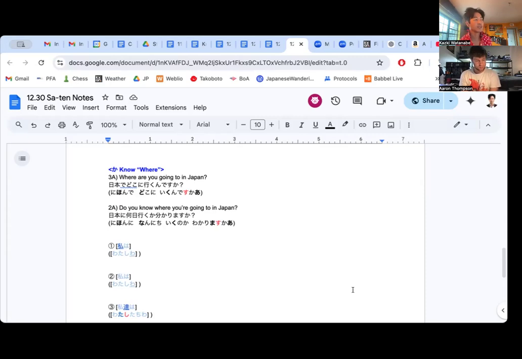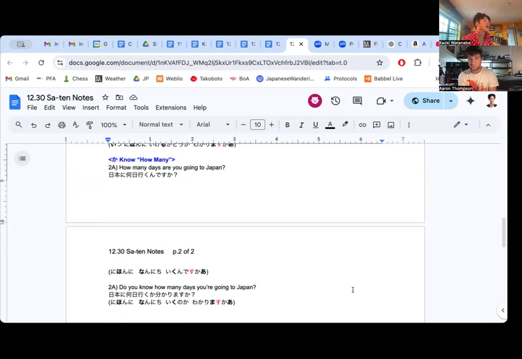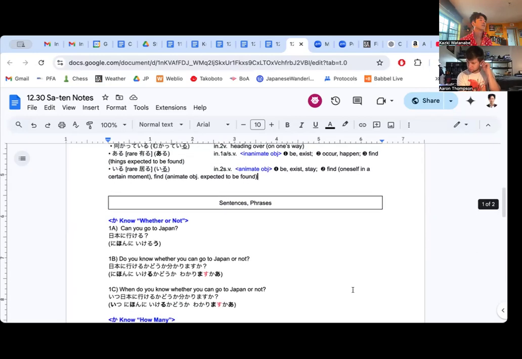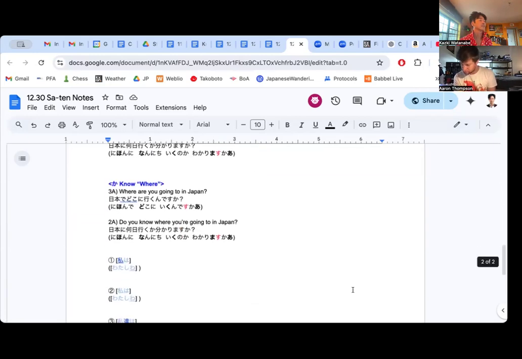So what about this situation? When you say, how many days are you going to Japan? Do you have any kind of information about this person going to Japan already, or you have no clue? You do have information. Right. So what is the sentence?